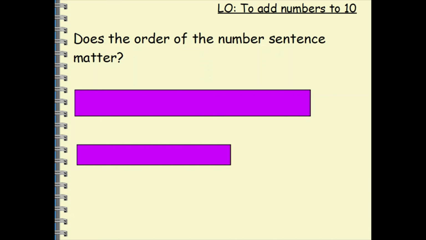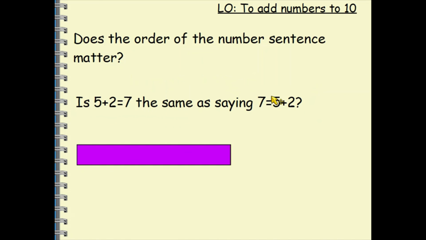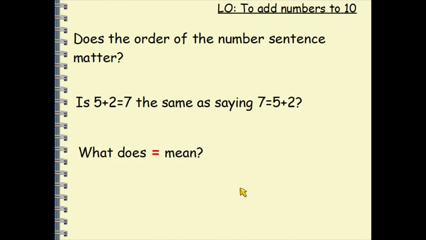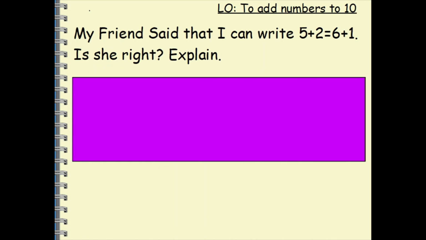So the next question asks, does the order of the addition number sentence matter? Is 5 plus 2 equals 7 the same as saying 7 equals 5 plus 2? Pause your video to discuss this with your adult. When you're doing that, can you also tell your adult what equals means? My friend said that I can write 5 add 2 equals 6 plus 1. Is she right? Can you explain it to your adult?